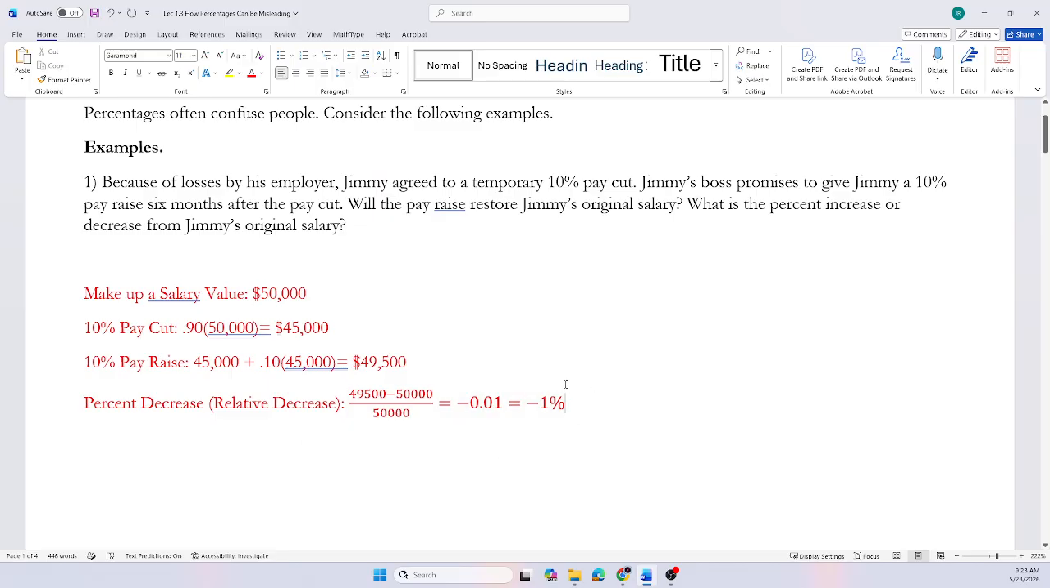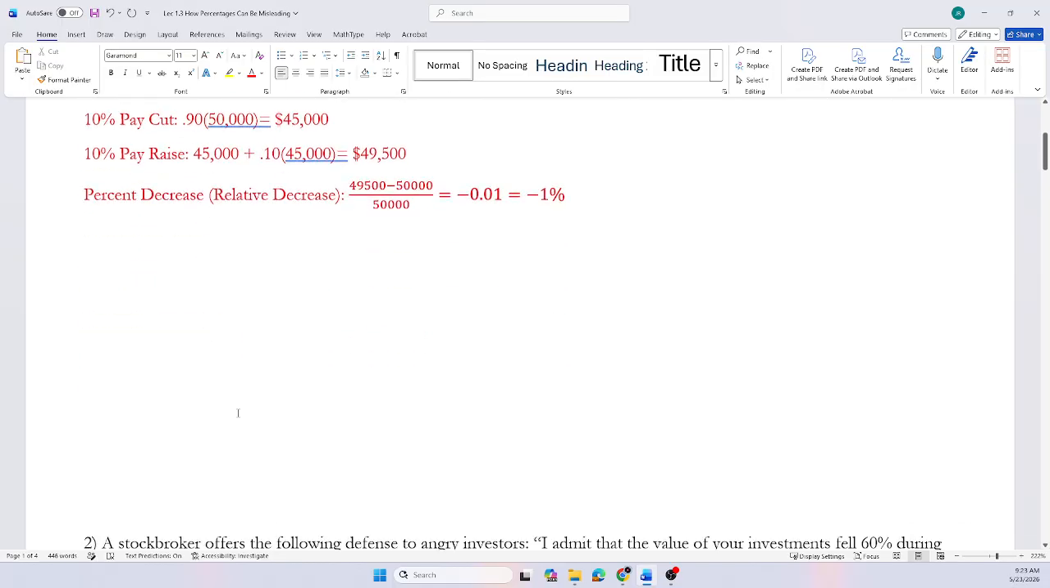Now what's cool about using the relative decrease here is it doesn't matter what dollar amount you use at the beginning, it will always come out to negative 1%. So whether it's a $50,000 salary or a $1 million salary, it's always going to come out to a 1% loss if you have a 10% cut then a 10% raise. So let's go ahead and look at another similar example.